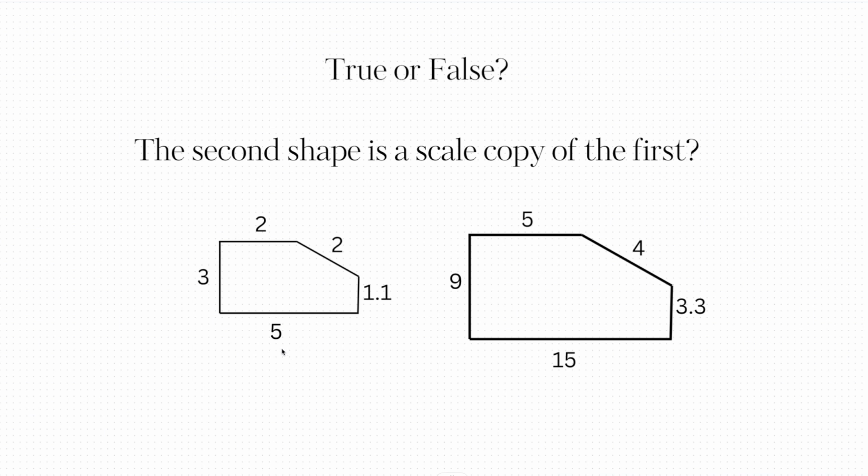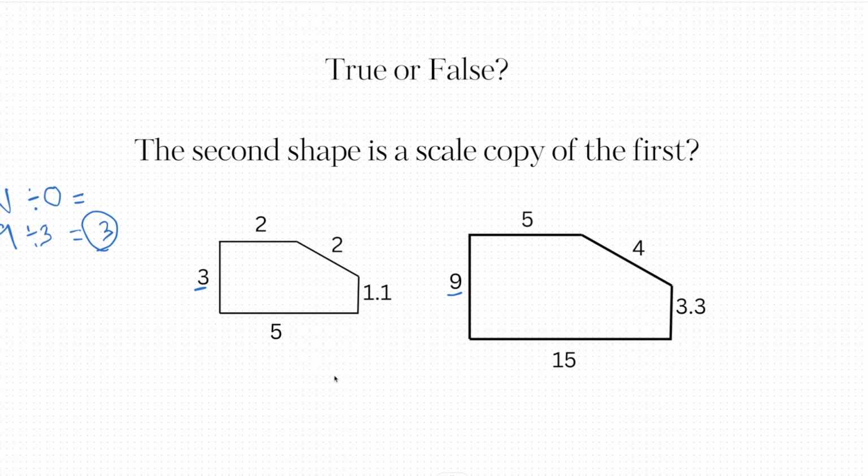In order to do that, we have to figure out the scale factor of all the sides. We first look at the corresponding sides and then see the ratio of the corresponding sides to get the scale factor. Let's look at this one here. Here we have a 3, and the corresponding side over here is 9. Remember, we always take the new length and divide it by the original to get the scale factor. So 9 divided by 3 is 3. That means the scale factor has to be 3 for all the other corresponding sides for it to be a scale copy.